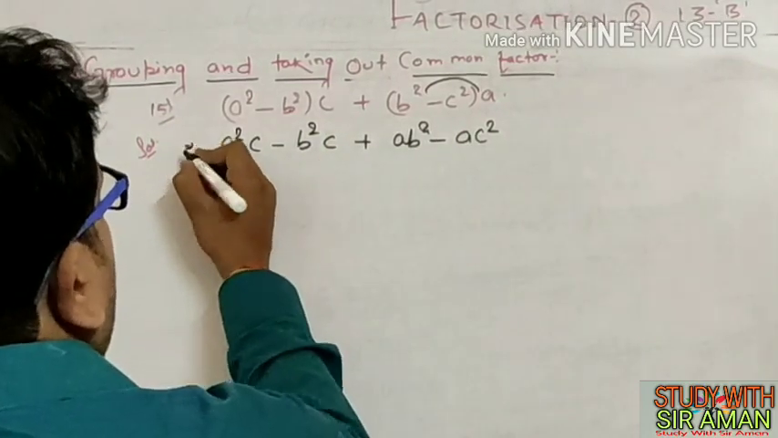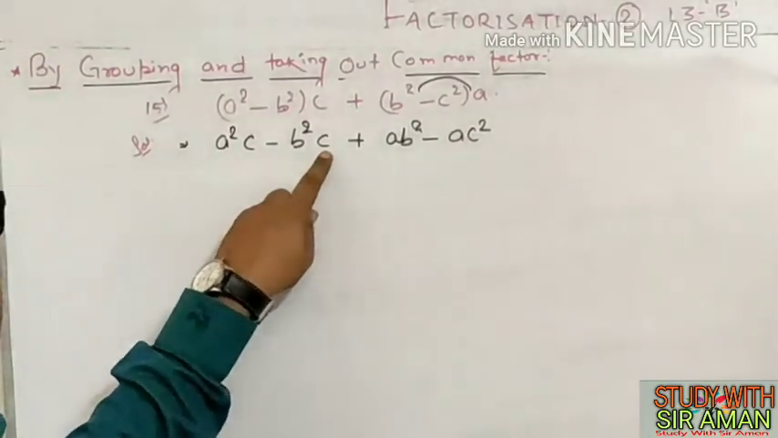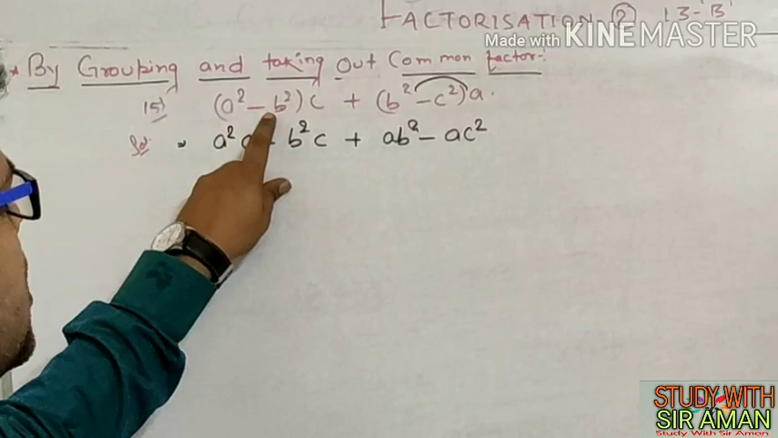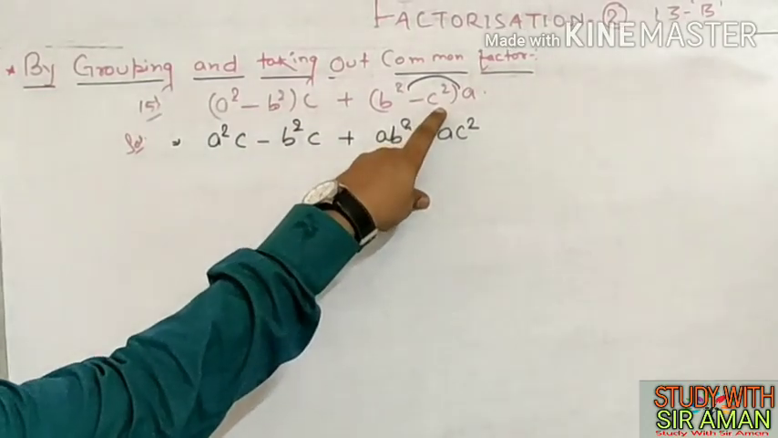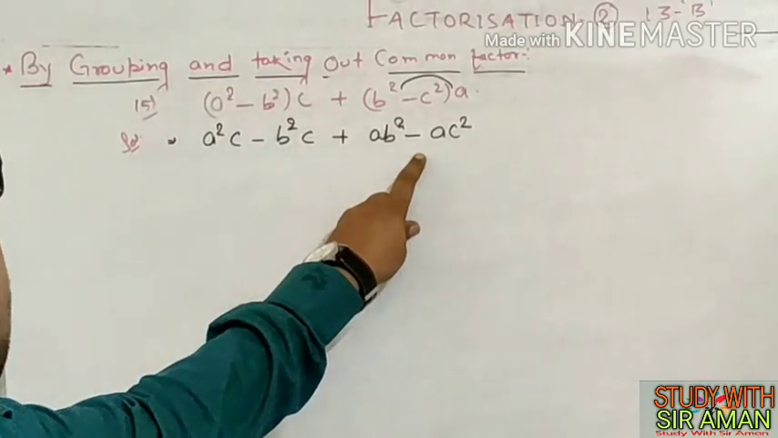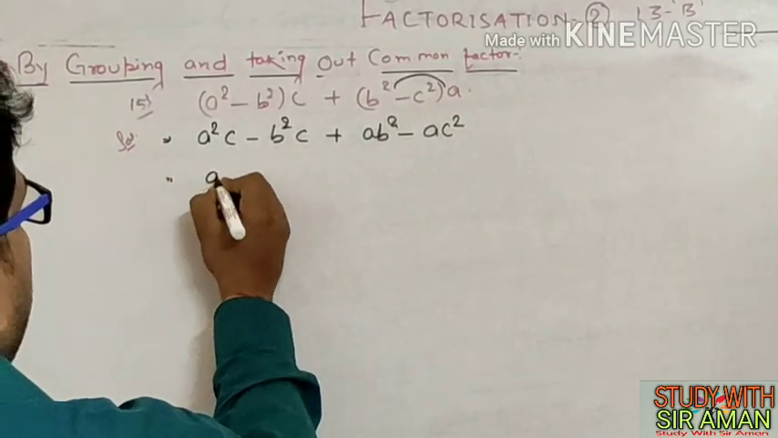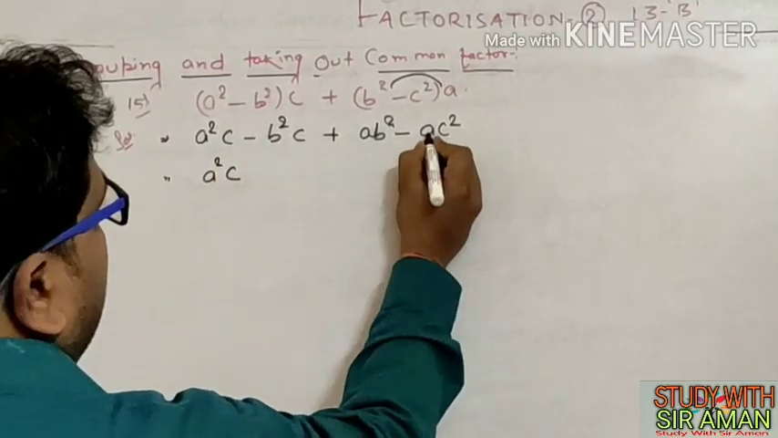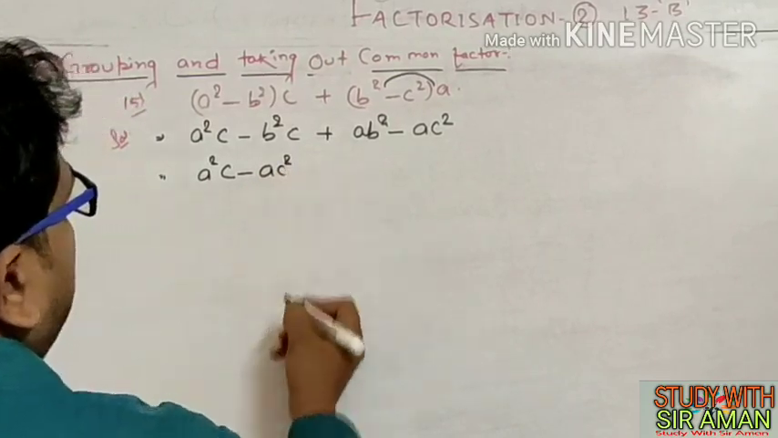Now we have to arrange, we have to see what is common here. If we take c common here, the same question will come again. If we take a common here, the same question will come again. It means we have to group it. Now we have to arrange. How to arrange? You can see one thing here: a²c and here is ac². Something is the same, common.